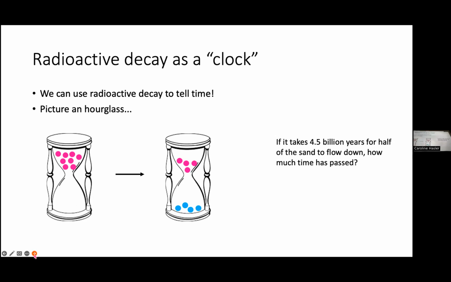Now, assuming I don't know how much time has passed, assuming I just left the room, forgot about this hourglass, came back and found it in this state. But if I know that it takes 4.5 billion years for half of the sand in general to flow down from the top of this hourglass to the bottom, how much time has passed since I left the room and left the hourglass in this original state?